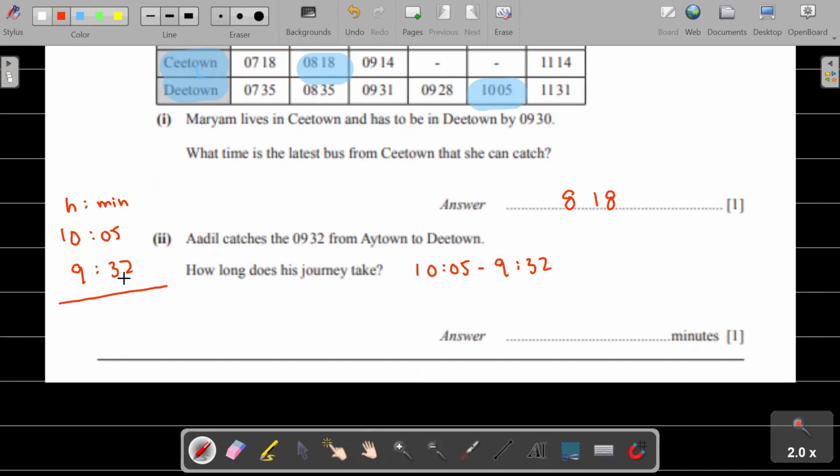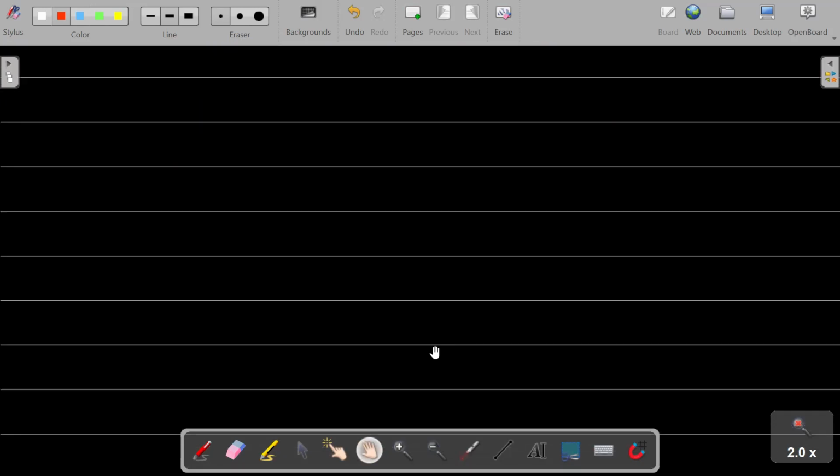I cannot subtract 32 from 5. So what will I be doing? I will be borrowing 60 and subtracting 1 from the hour. Let's rewrite it. It's going to be 60 plus 5, 65. 10 minus 1 is 9. And the other quantity will be the same as it is. So by subtraction, I get 33 and 0. It means that the journey has taken 33 minutes. These are the minutes which my journey has taken.